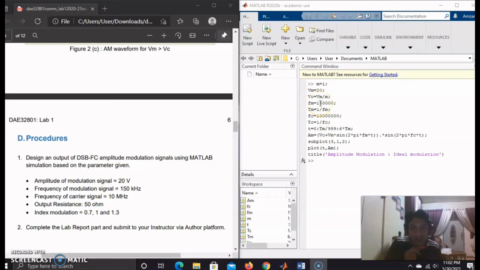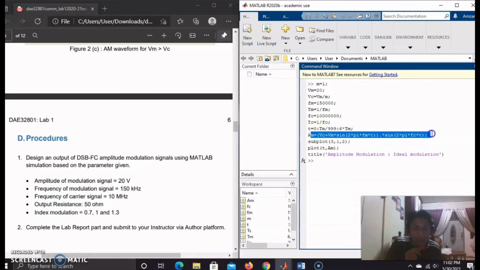which is 150 kHz, and the frequency of carrier signal is 10 MHz. And to get TC, the time of carrier signal is equal to 1 over FC, and these parameters are given in the lab sheet. This is subplot 312, and plot the x-axis and y-axis and insert the title.